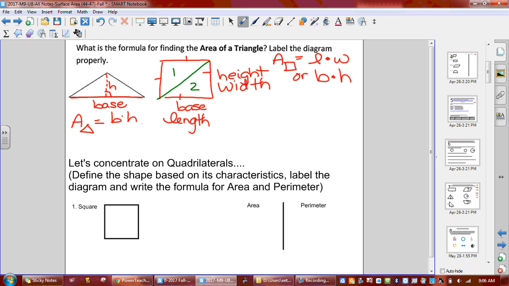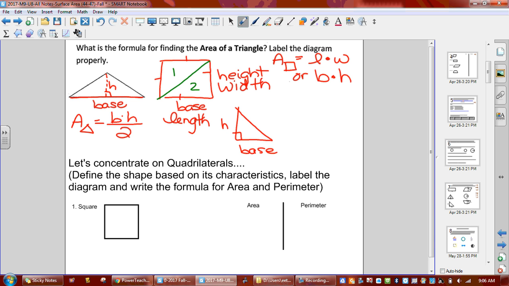Okay, so it's base times height divided by 2. Now in this case we don't use length and width because we actually need the height of the triangle. Now if it's a 90-degree triangle like this, you would use base and height. Okay, the base and height are attached to the 90-degree angle.